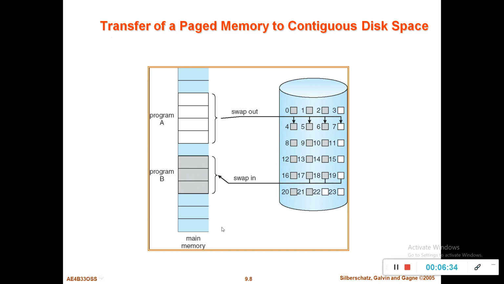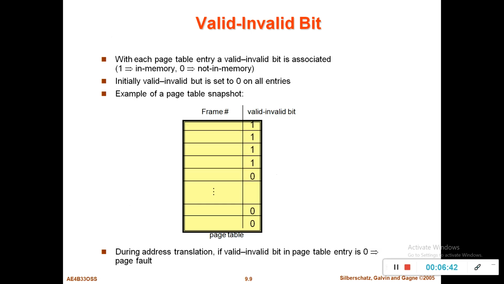This is how we transfer the pages from memory to contiguous disk space and from disk space to memory. So how do we know whether a demanded page is a valid reference or an invalid reference? For that we use one bit, called the valid-invalid bit, and that is added into the page table. With each page table entry, a valid-invalid bit is associated.